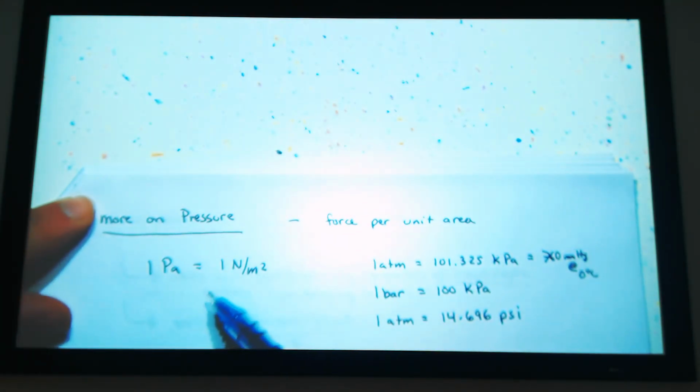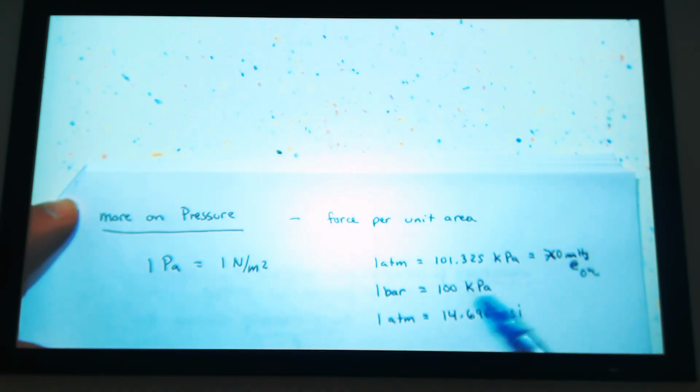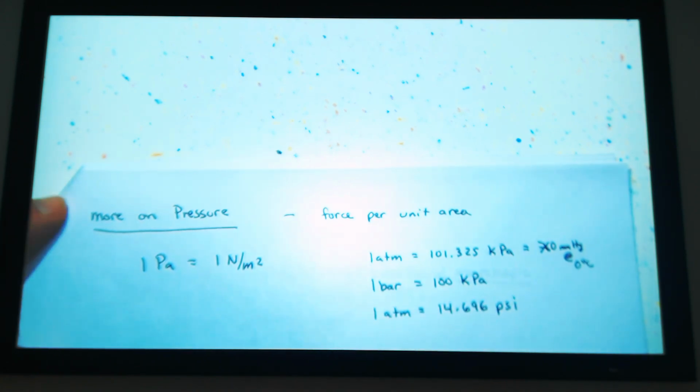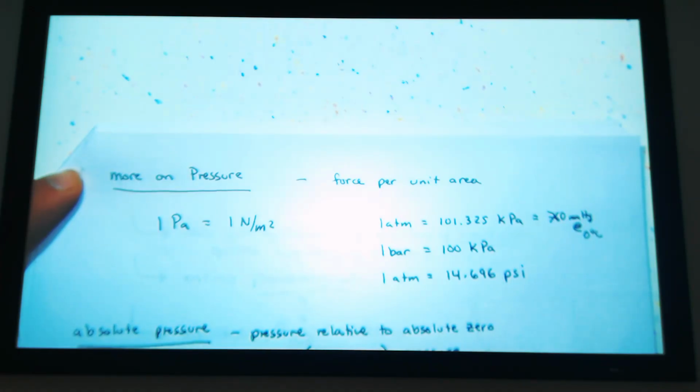Also we can look at pressure: kilopascal, Pascal, Newton per meter squared. I can describe pressure in terms of atmospheres, bars, kilopascals, PSI, or millimeters of mercury. But in general, it's just force per unit area. And so I have some conversions here. And then we could talk about gauge pressure and absolute pressure.